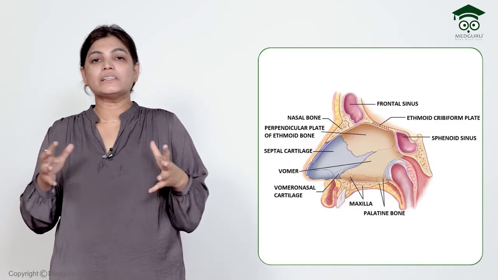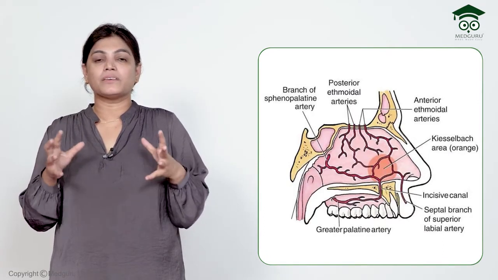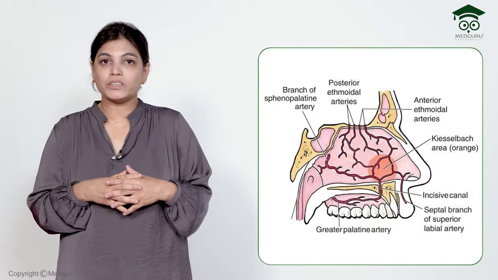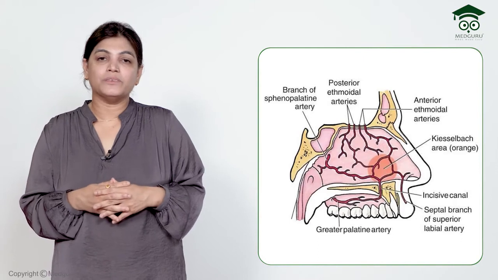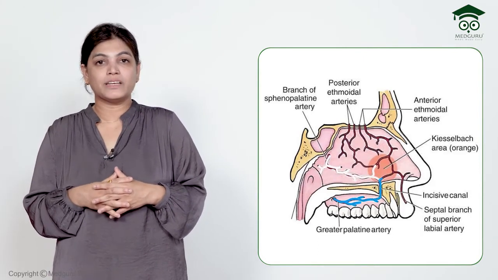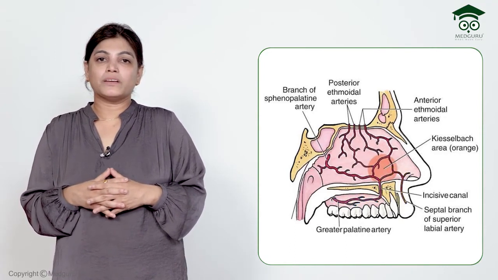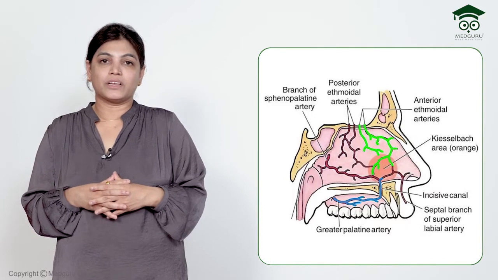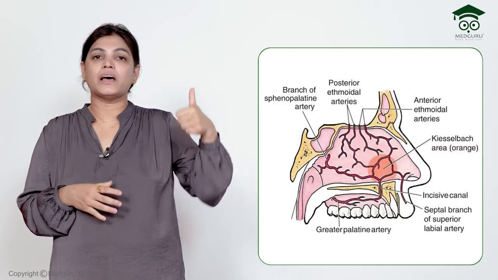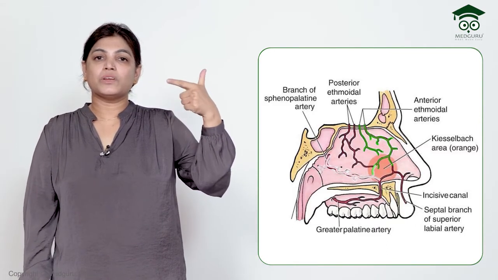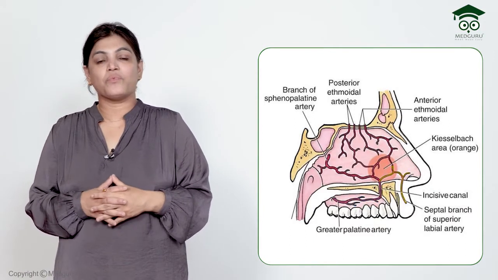Now coming to the details of blood supply. So nasal septum has got a great blood supply. So many arteries are giving blood to the nasal septum. The important arteries which are giving blood supply are following: branch of sphenopalatine artery, branch of greater palatine artery, branch of superior labial artery, and also anterior ethmoidal artery. So these all branches are supplying the nasal septum. Once more, the branches are anterior ethmoidal artery, sphenopalatine artery, greater palatine artery, and the superior labial artery, which is a branch of facial artery.